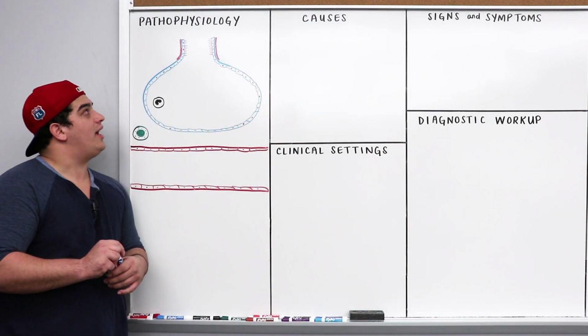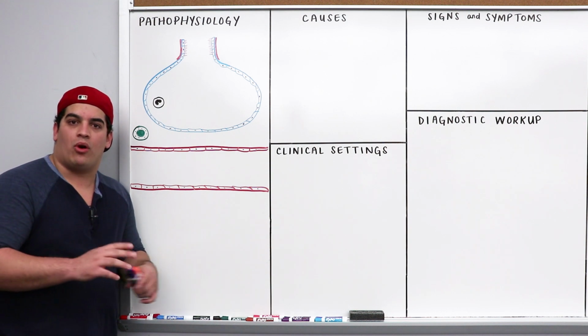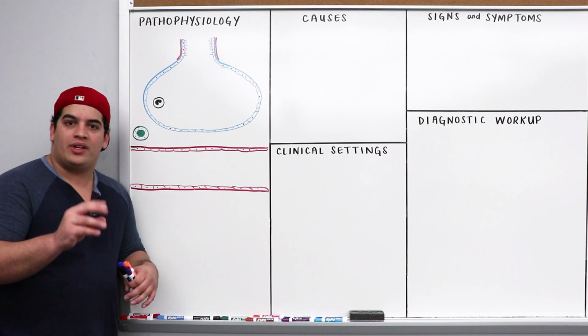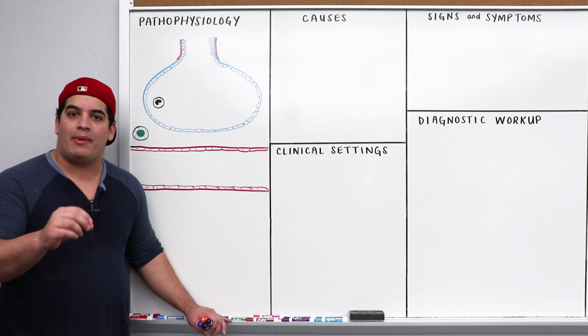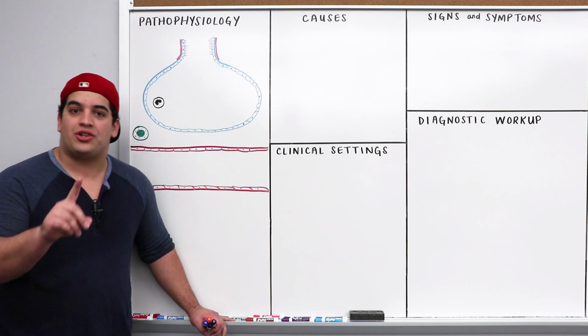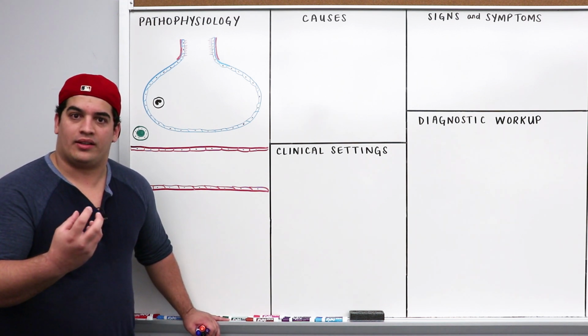All right, Ninja Nerds, so let's go ahead and get started with the pathophysiology of pneumonia. Well, first off, what is pneumonia? If I were to ask you just a general definition of pneumonia, what would you say it is? Pneumonia is just the infection and inflammation of the lung parenchyma, the lung tissue itself. Now, the question is, how do we acquire this infection and this inflammation of the lung tissue?